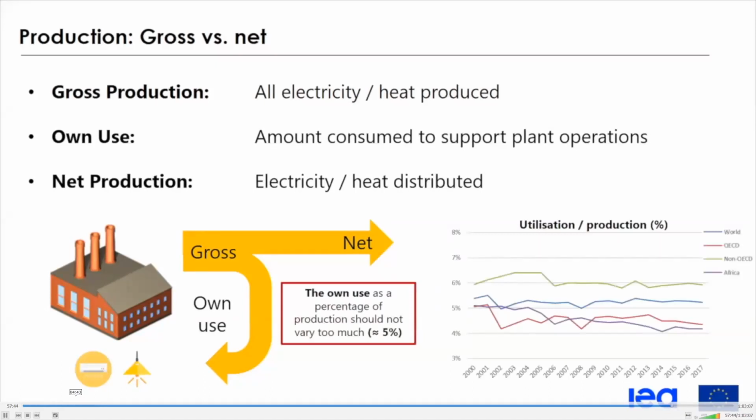However, remember that for autoproducers, production only refers to the heat or electricity sold to the grid, which brings us to a final check that you can do regarding the on-use, but we expect it should not vary too much over time and stay around 5%.